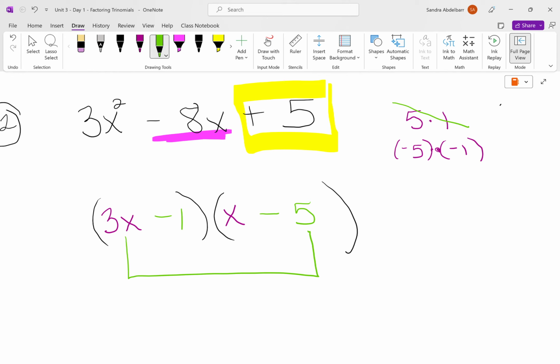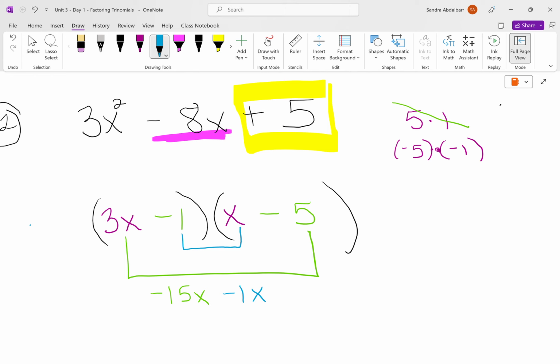What's 3x times -5? -15x. Then you take the first constant with the first variable. So the constant in the first parenthesis with the variable in the second parenthesis. What's -1 times x? -1x. Then you check. What's -15 minus 1x? -16x. Is that -8x? No, we need a -8x.